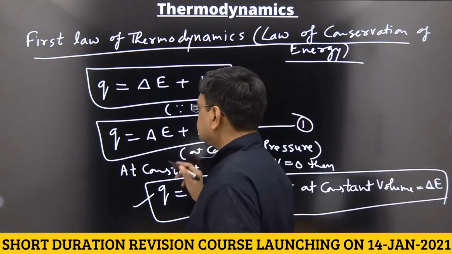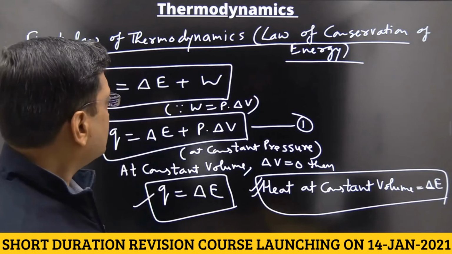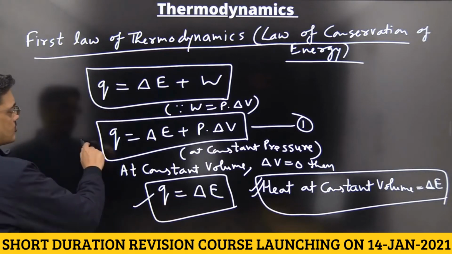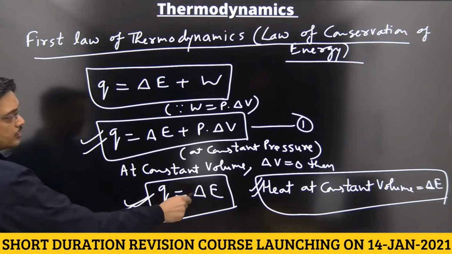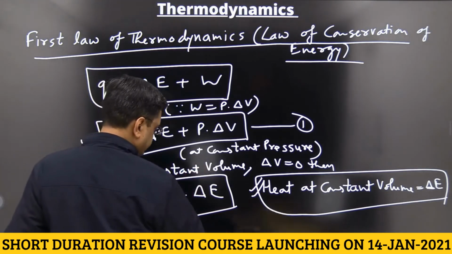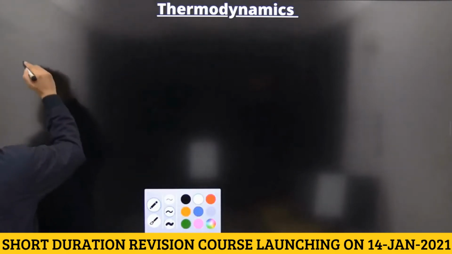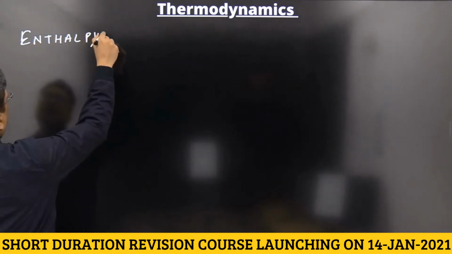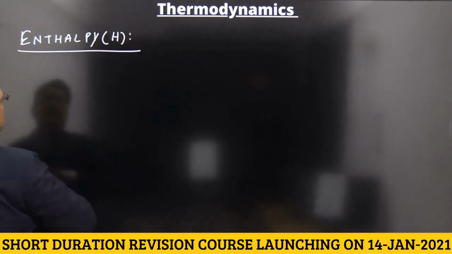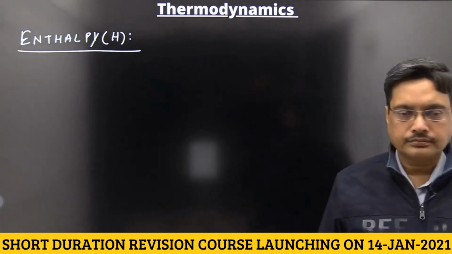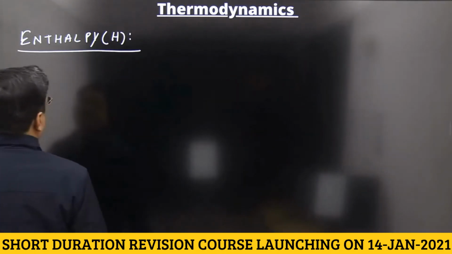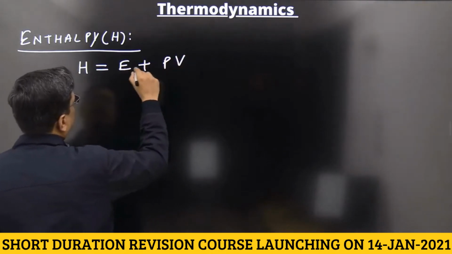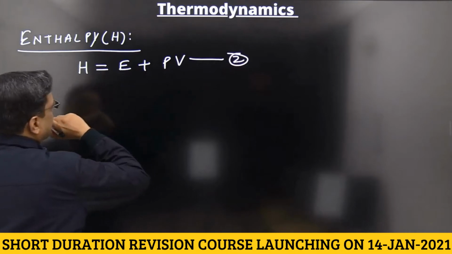So this is the important thing. Now we see the enthalpy function. Actually, enthalpy is a function of temperature. Is it clear? So this equation is at constant volume, where heat at constant volume is equal to delta E. Now we see the enthalpy, H. Basically, enthalpy is numerically equal to H is equal to E plus PV, internal energy plus work done.